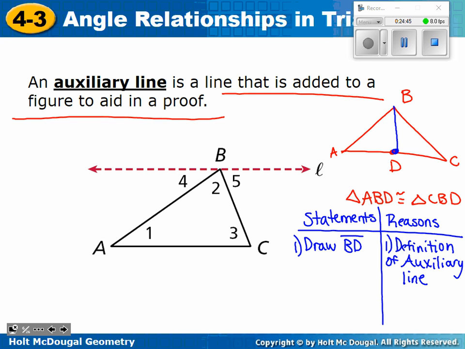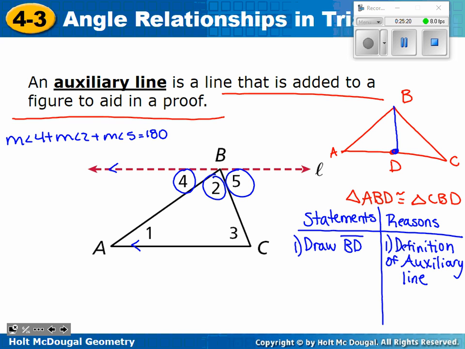proved the triangle sum theorem using what we already know to get to here. So if I were to draw in this line, this would be an auxiliary line. What do we know about the sum of angles 4, 2, and 5? They have to equal 180 because it forms a straight line. So we know that the measure of angle 4 plus the measure of angle 2 plus the measure of angle 5 equals 180.